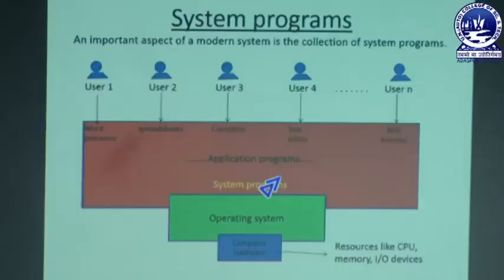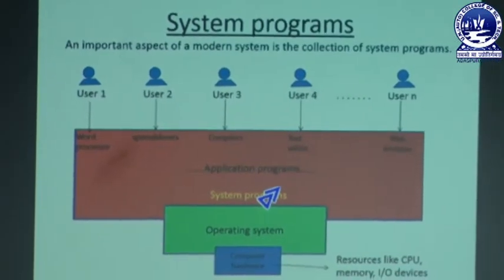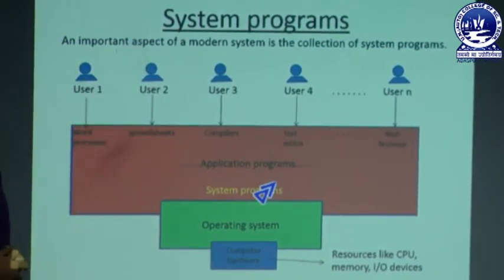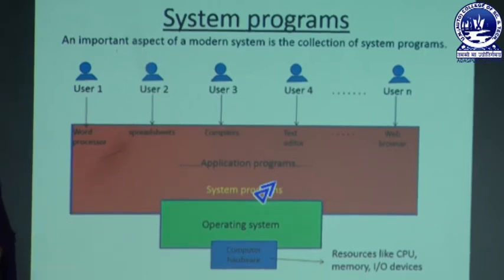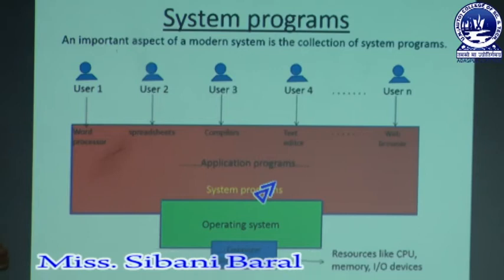So, let us see. An important aspect of a modern system is the collection of system programs. In order to understand what system programs are and where they reside in our computer system hierarchy, let us look at the diagram of our computer system hierarchy. If you see the diagram, in the lowest level we have our computer hardware, which comprises resources like CPU, memory and IO devices and so on.